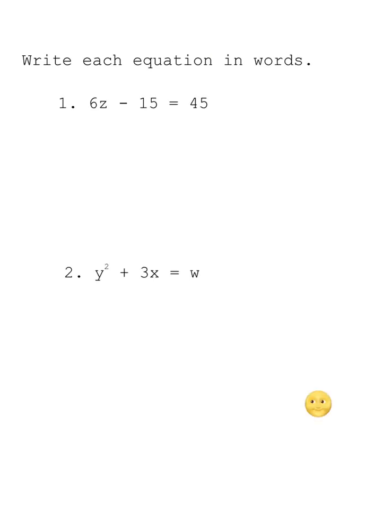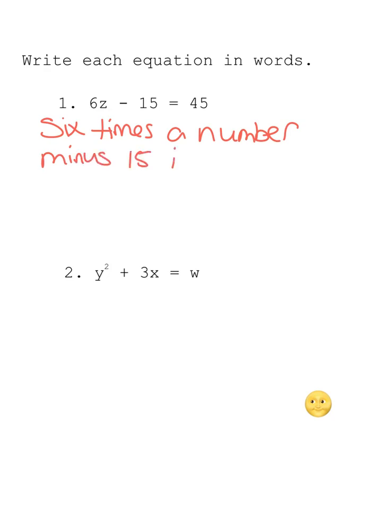Now we're going to switch gears and write each equation in words. So if I read this first one out loud, it says 6 times z minus 15 equals 45. You could also say 15 less than 6 times a number is the same as 45. So there's multiple ways to write it. I'm going to go ahead and go with 6 times a number, which was z, minus 15 is the same as 45.